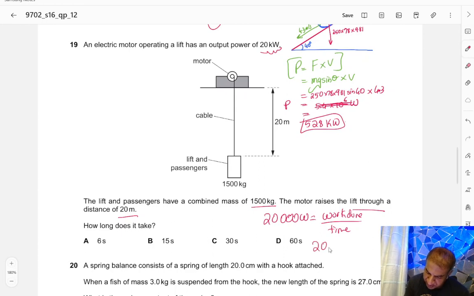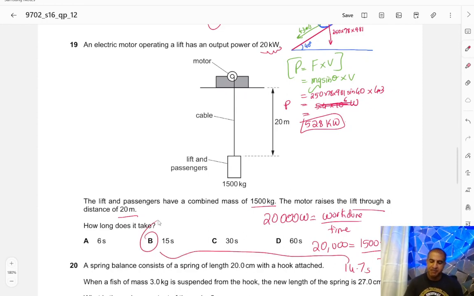So we've got 20,000 is equal to work done, mgh. So 1500 multiplied by 20 multiplied by 9.81, and we just need the time. So let's do it. 1500 multiplied by 20 multiplied by 9.81, and we are just going to divide it by 20,000. And this gives me a time of almost 14.7 seconds, which is rounded off to two significant figures, B.